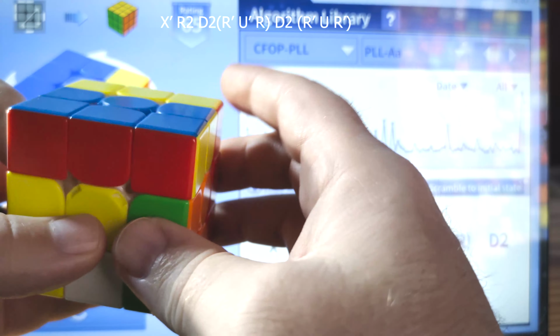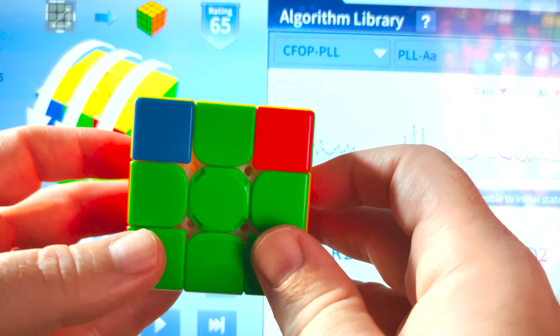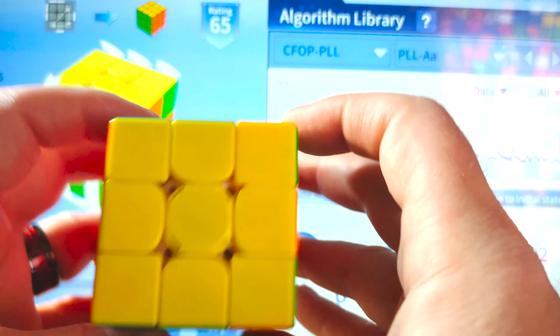So I use the GAN robot to keep giving me the same case over and over, so eventually I get to the point where I know, okay, I see these, my headlights are to the right, this is an A-perm, and I know A-perm is this.